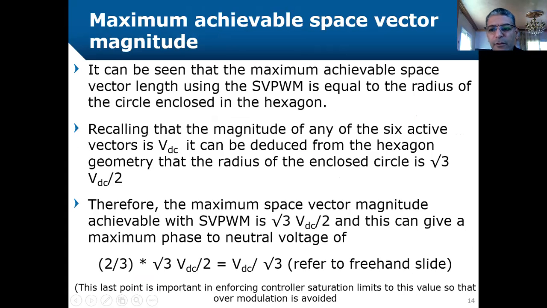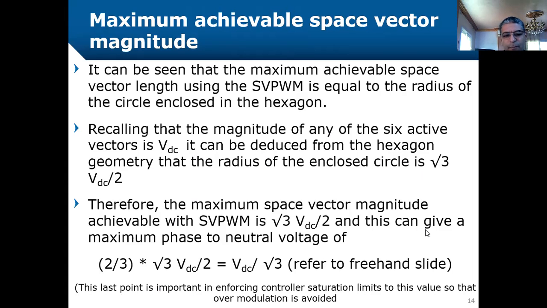Back to the maximum achievable space vector magnitude. It can be seen that the maximum achievable space vector length using this space vector pulse width modulation is equal to the radius of the circle enclosed in the hexagon. Recalling that the magnitude of any of the 6 active vectors is VDC, it can be deduced from the hexagon geometry that the radius of the enclosed circle is VDC multiplied by square root of 3 divided by 2. Therefore, the maximum space vector magnitude achievable with space vector pulse width modulation is square root of 3 multiplied by VDC and divided by 2.